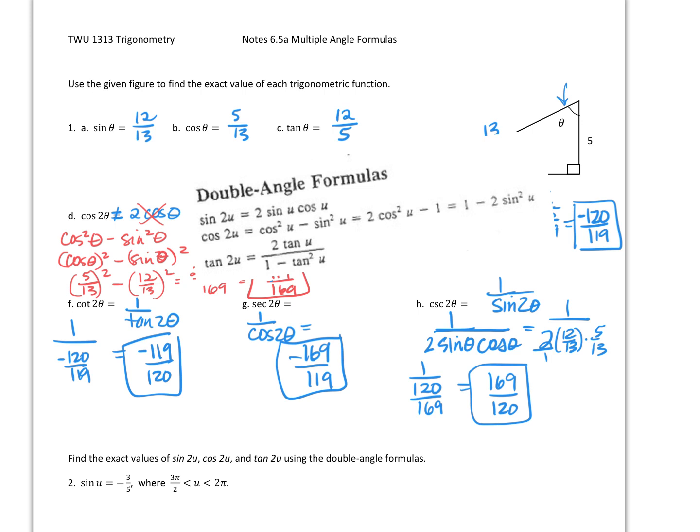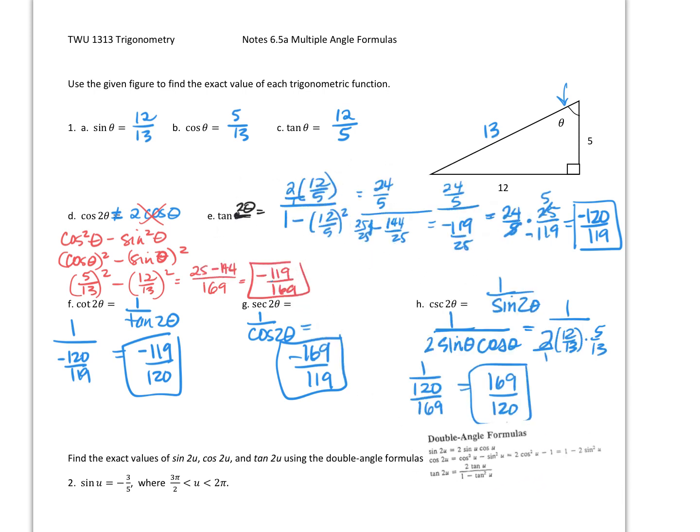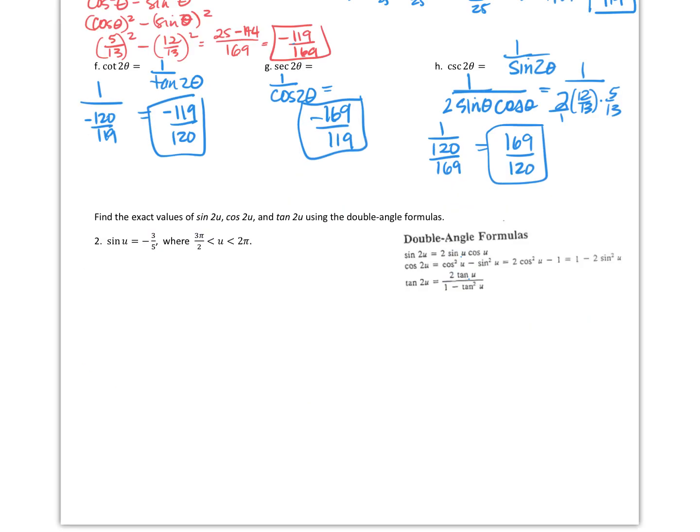Now, we may need our formulas here later. So I'm going to set them aside down here for a moment. Okay, so look at this kind of question. It says, find the exact values of sine 2u, cosine 2u, and tangent 2u using our double angle formulas.